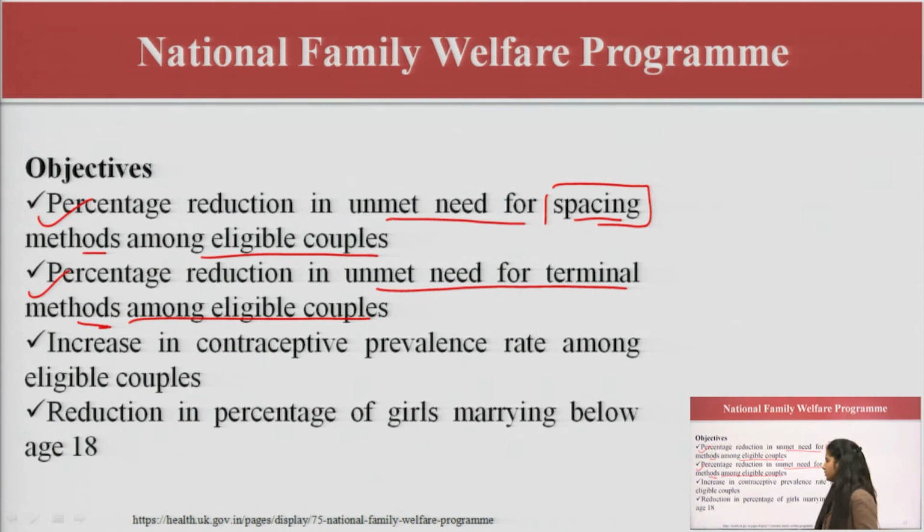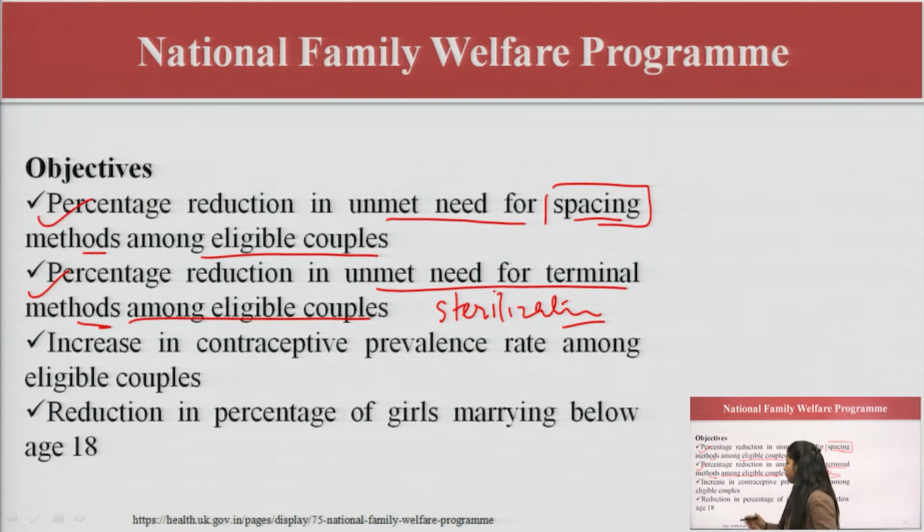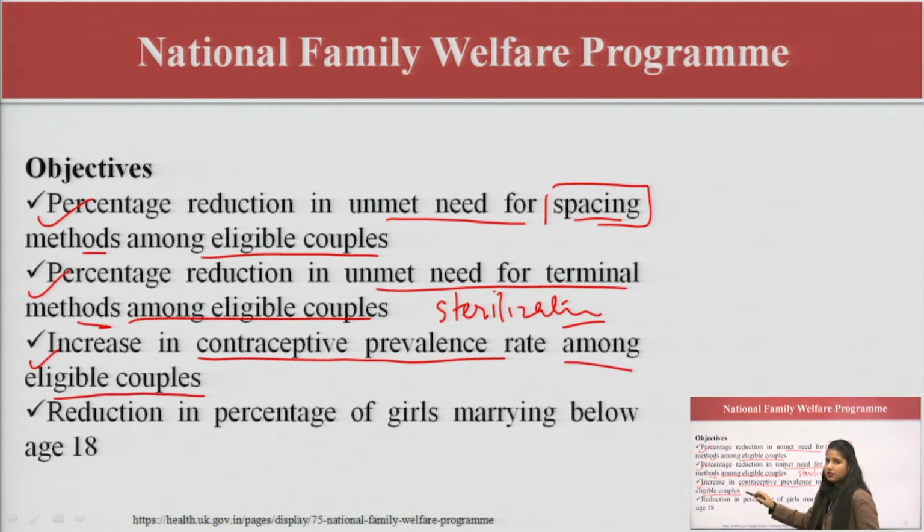So, permanent methods include some sterilization techniques. These techniques can be used for mothers as well as for the father, for the woman as well as for the man. So, they are also providing the reduction in the number of population. Then, increase in contraceptive prevalence. The use of contraception, we want it to increase, especially among the eligible couples who are in the fertile age group.